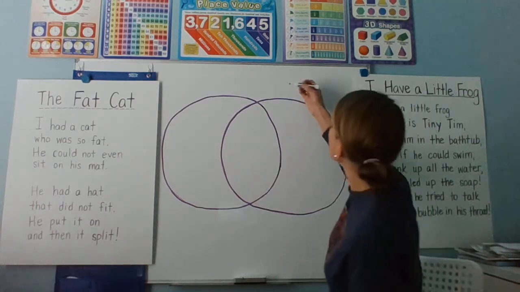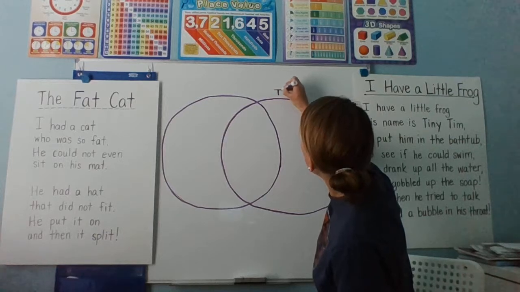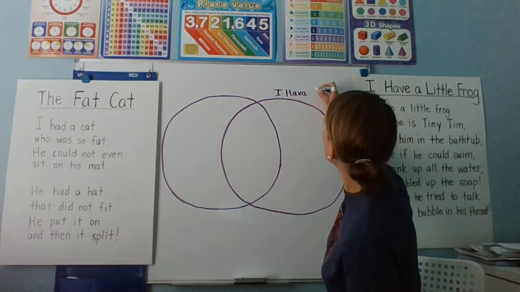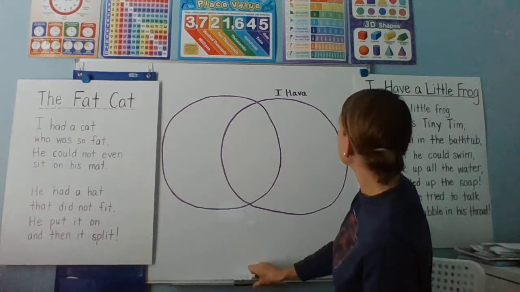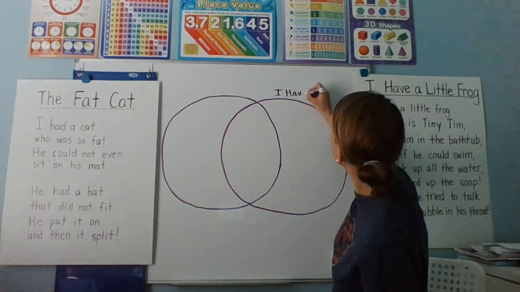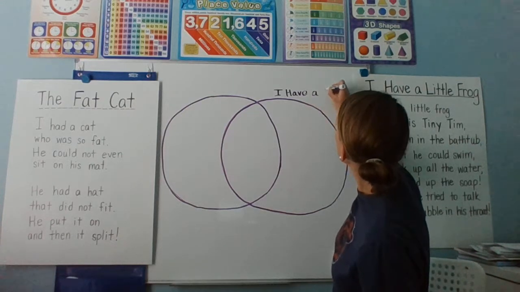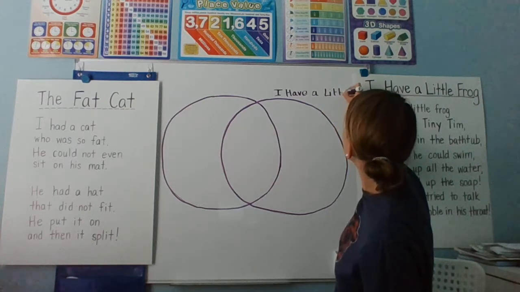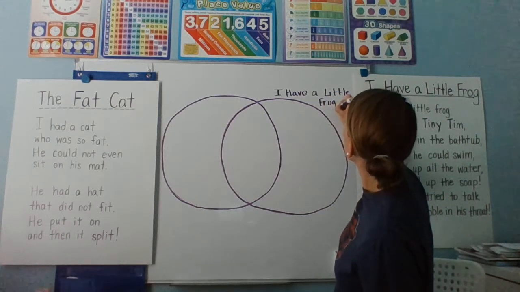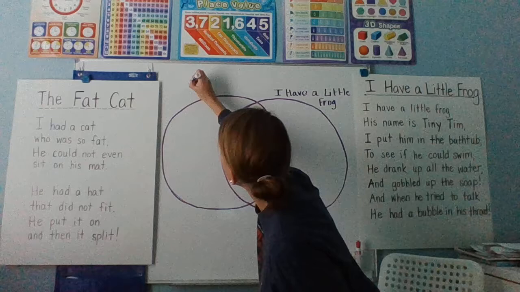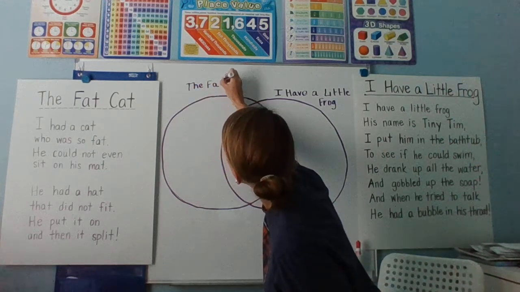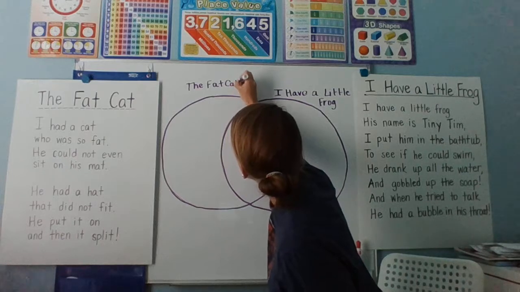So at the top of this one, we will write I have... Oops, I'm getting ahead of myself. I have a little frog. And over here is going to be the fat cat. Are you going to put same in the middle? You know what? I'm not.